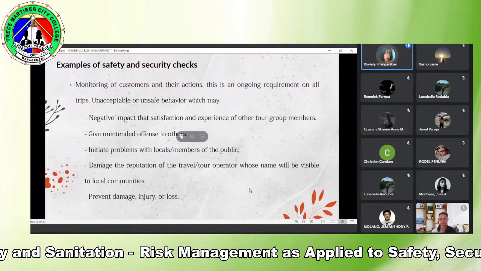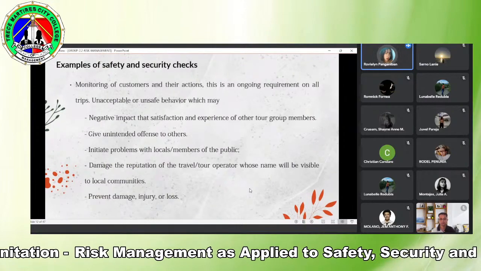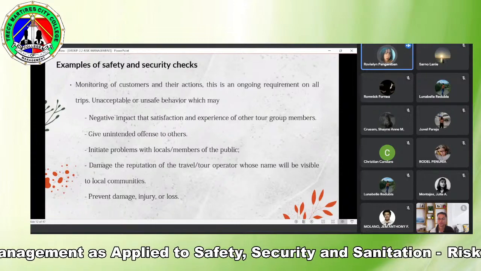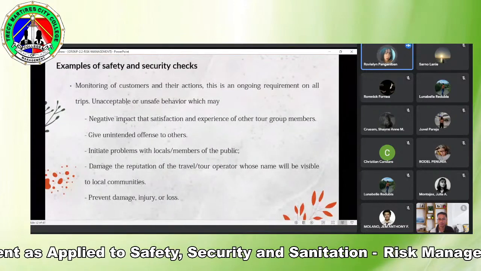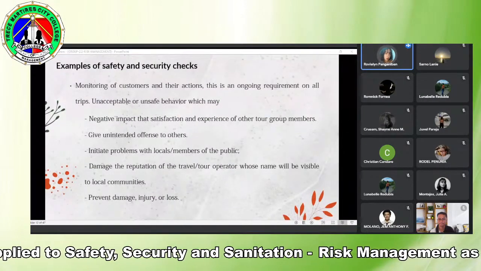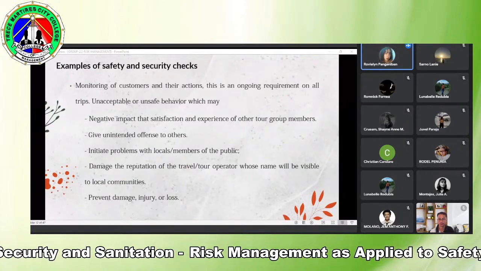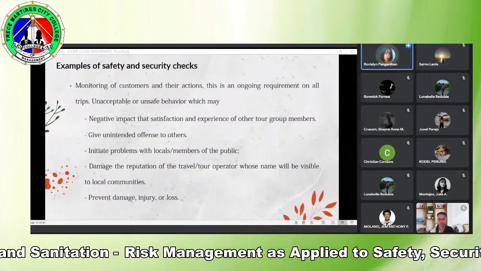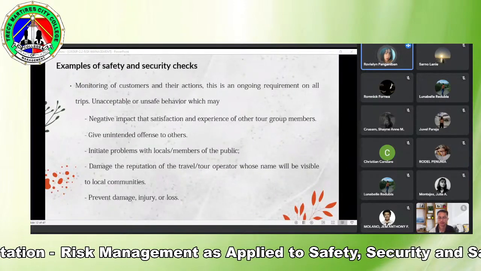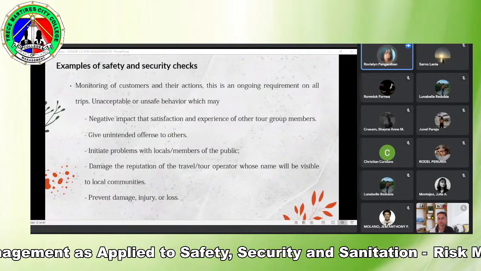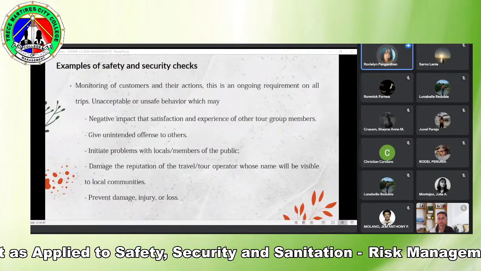Example of safety and security checks. First is monitoring of customers and their actions. This is an ongoing requirement on all trips. So yun, kailangan natin i-monitor yung action ng customers natin para nga sa safety and security din ng bawat isa.